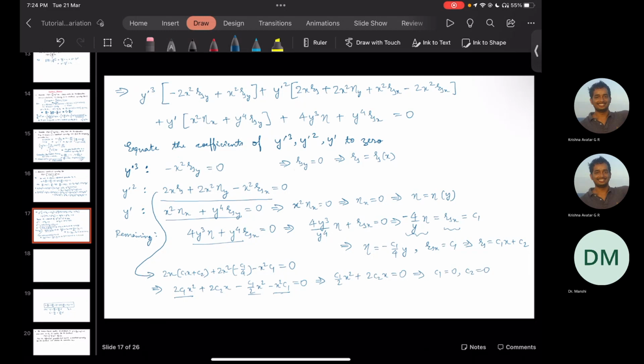If both c1 and c2 are 0, then this implies that eta is equal to minus 0 into y, so 0, and even xi is also c1 x, which is equal to 0. So which means we have trivial expressions for xi and eta, which are not non-zero, right? So which means that J has no variational symmetry. This is our conclusion, because our infinitesimal generators are trivial. It has no variational symmetry.